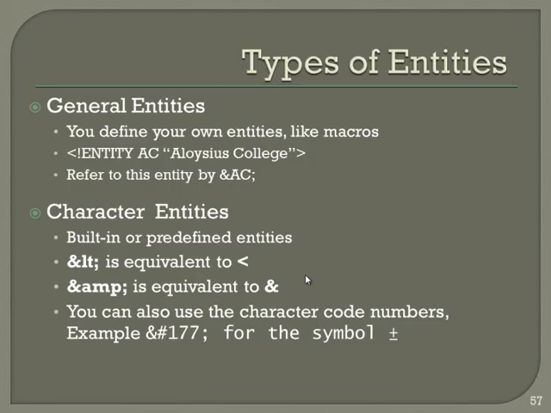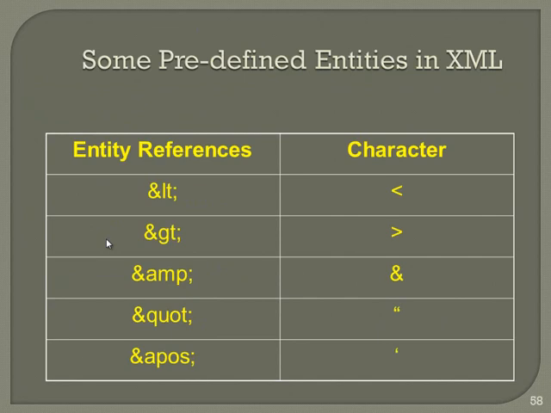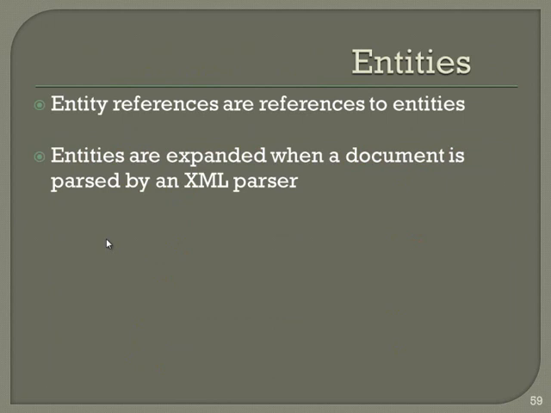So there are 2 types of entities. One is the general entity, the entity that you declare on your own and then use. The second one is the built-in or predefined entities that you can use. Some of the entities that you may encounter: LT for less than, GT for greater than, AMP for ampersand, QUOT for double quote, and APOS for the apostrophe symbol.